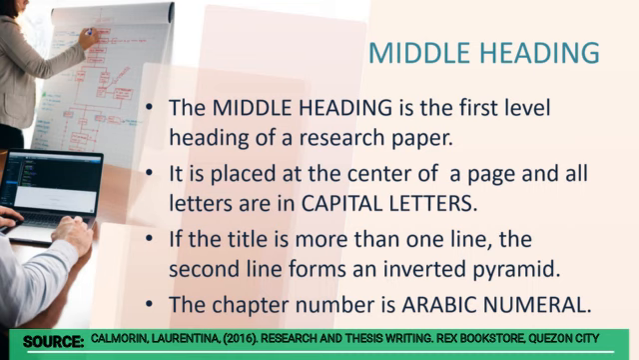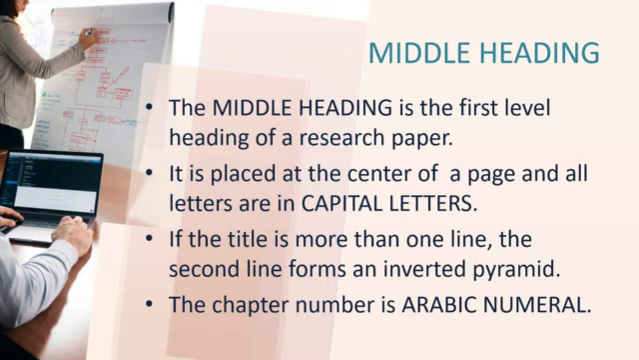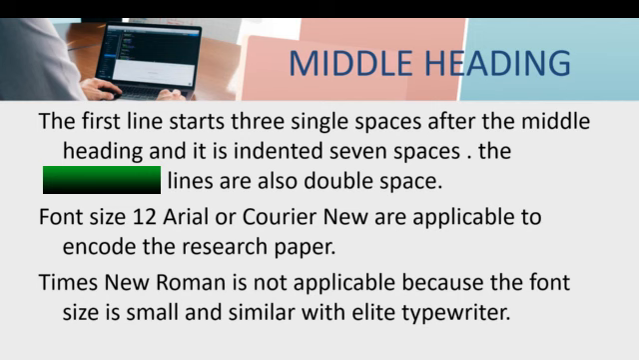The first level heading of a research paper, thesis, and dissertation is the middle heading. It is placed at the center of a page and all letters are in capital letters. If the title is more than one line, the second line forms an inverted pyramid. The chapter number is Arabic numeral. The first line starts 3 single spaces after the middle heading and it is indented 7 spaces. The succeeding lines are all double-spaced.